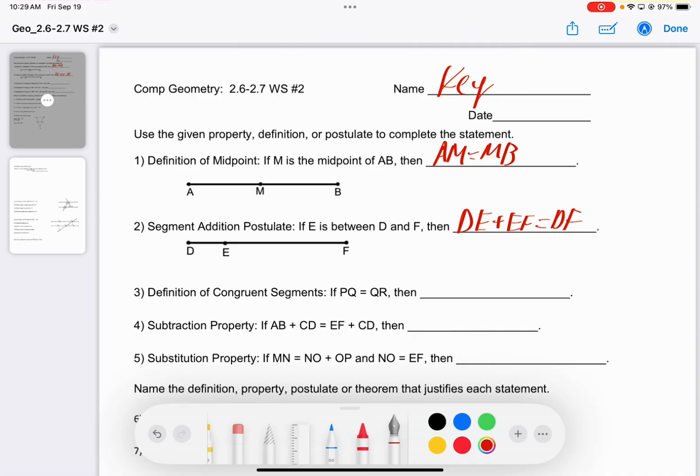Okay. All right. So let's look at some of our properties. We wrote these on the side over here. First one was definition of congruent segments. We talked about how to use this one. Who did number 3 for us? Kyle. All right, Kyle. When we use definition of congruent segments, what are we doing?